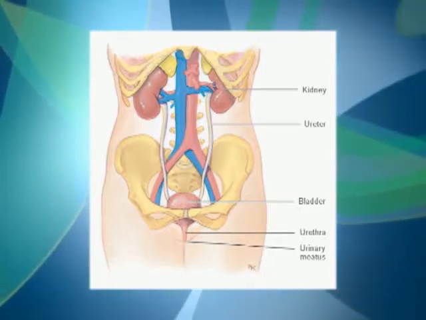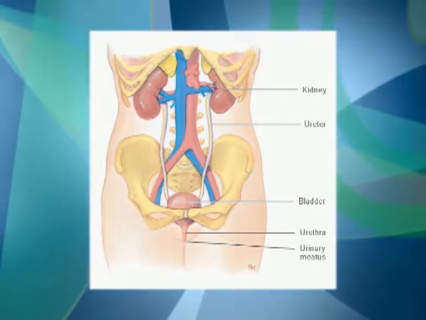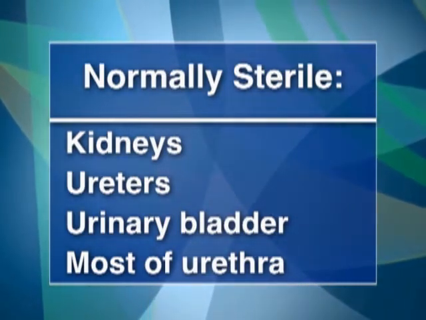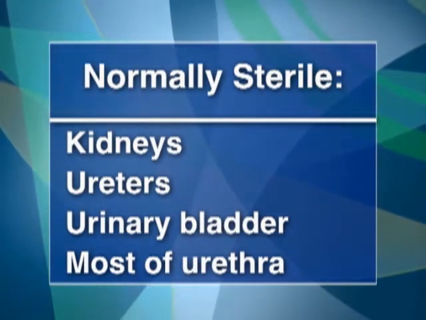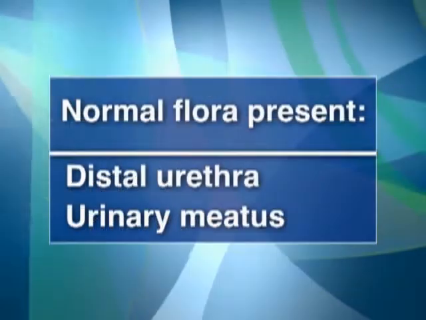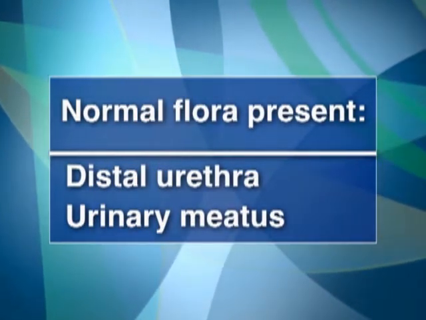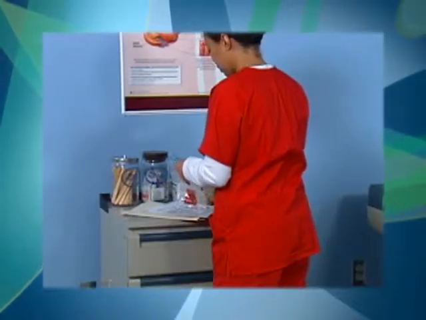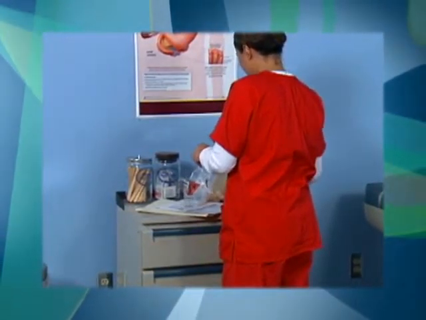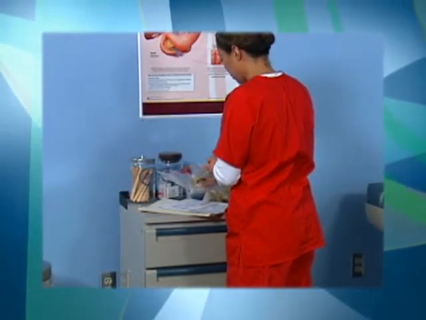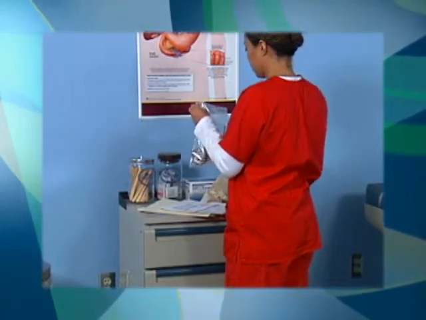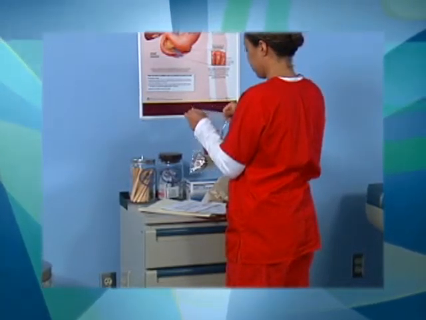The urinary tract is made up of the kidneys, ureters, urinary bladder, and urethra. The kidneys, ureters, urinary bladder, and most of the urethra are normally sterile and free of microorganisms. However, the distal urethra and urinary meatus normally harbor microorganisms known as normal flora. To culture and examine a urine specimen for bacteria, a clean catch midstream specimen is necessary to prevent contamination of the specimen with normal flora. Only the microorganisms that may be causing the patient's condition are desired in the urine specimen.